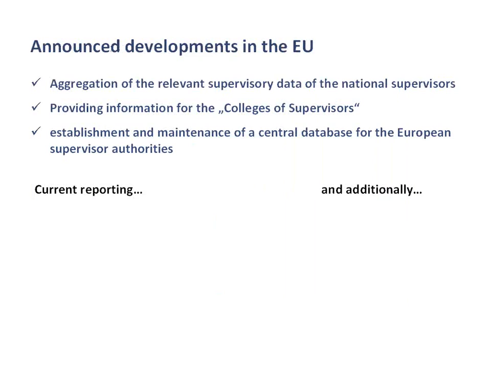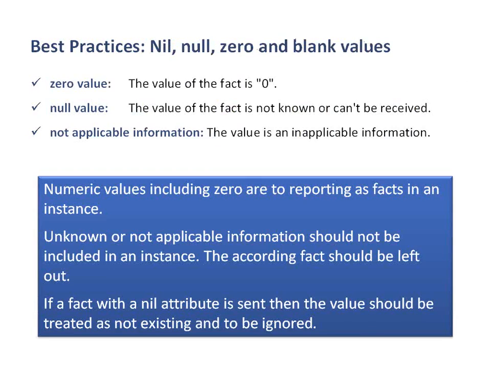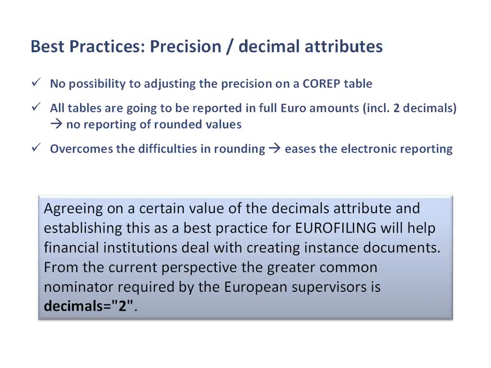Okay, so in order to open a bit of debate, let me review that. For instance, precision and decimal attributes. Imagine a country that at this moment is reporting in thousands. What is the reason to change from thousands to tens?